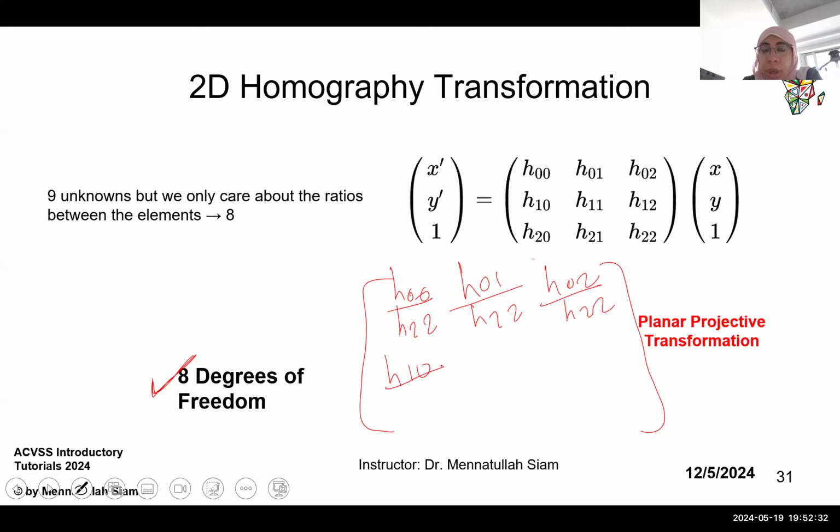So what do you think? How many point correspondences do I need to estimate this homography? At the end, I told you a homography is describing a mapping from one 2D plane to another 2D plane. So how many points?